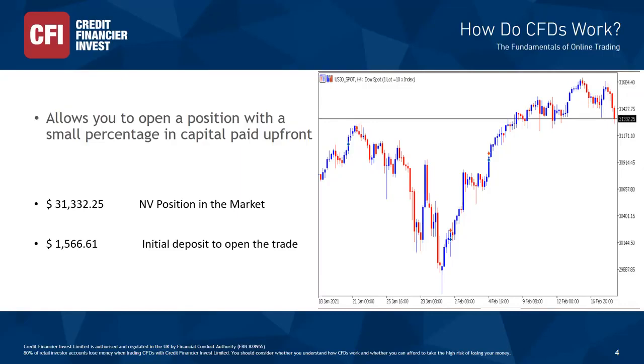So we can see here in this example, the full price of the Dow Jones is just over $31,000. But if you would like to open one position of the Dow Jones, all you have to do is put up, let's say in this case, 5%. So that would be $1,566, okay, for that particular position. So this is essentially how CFDs work.